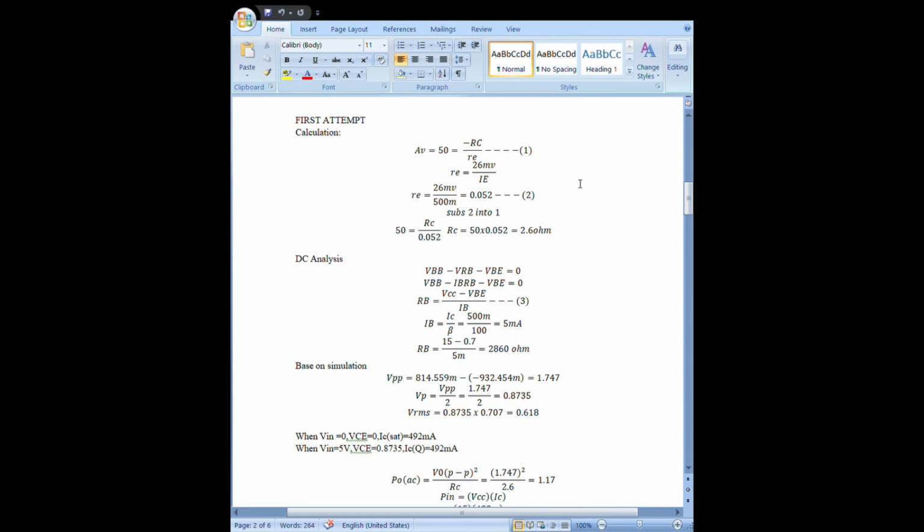Hello to Dr. Maas. For our first attempt, given in the question, the value of gain is 50. Then we find the value of RE and substitute into the equation, and we get the value of RC equal to 2.6 ohm. Then using DC analysis, we put the value of RC as 500 milli, which is also given in the question, approximately 500 milli. Then we get the value of IB as 5 milliampere and the value of RB as 2860 ohm.